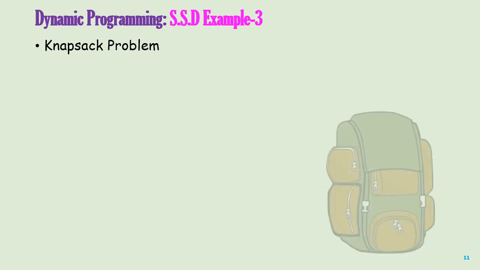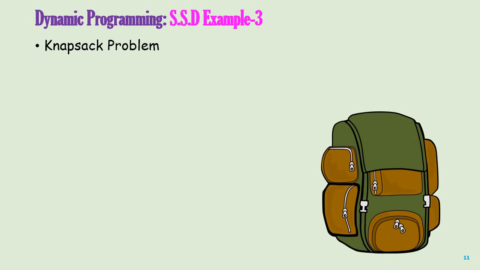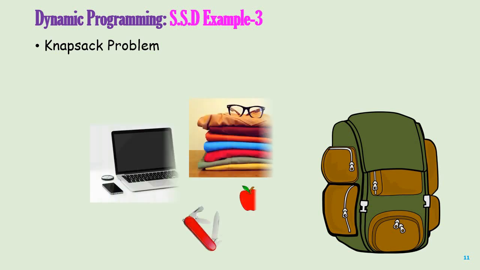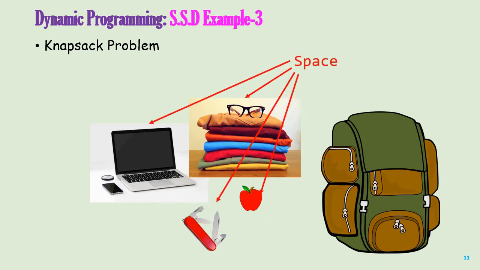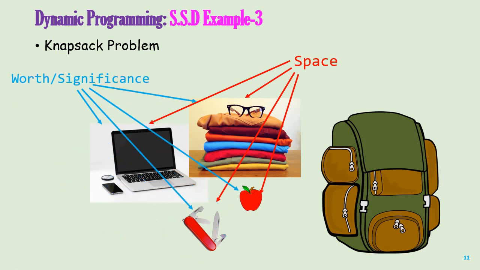Now the final example is the knapsack problem. Knapsack problem is one of the classical OR problems. The idea is very simple. Let us say you are planning a vacation trip and you have a knapsack to pack, and in this knapsack you are planning to pack some items. For every item that you pack, it will consume some space in the knapsack. However, for every item there is also some significance or worth. The objective here is to pack items such that the total worth is the highest or maximum.